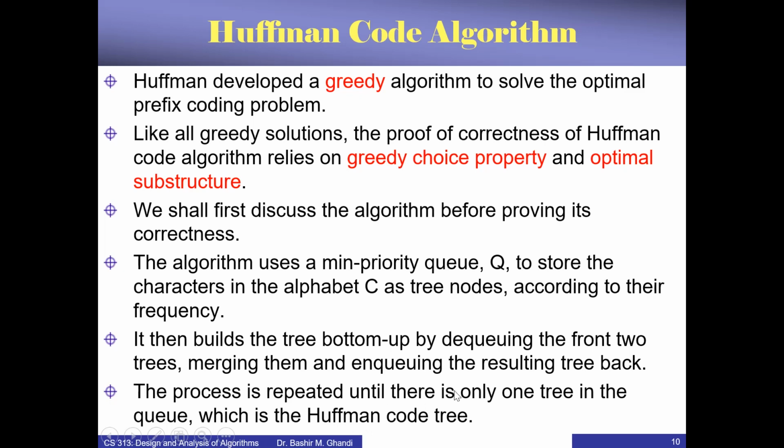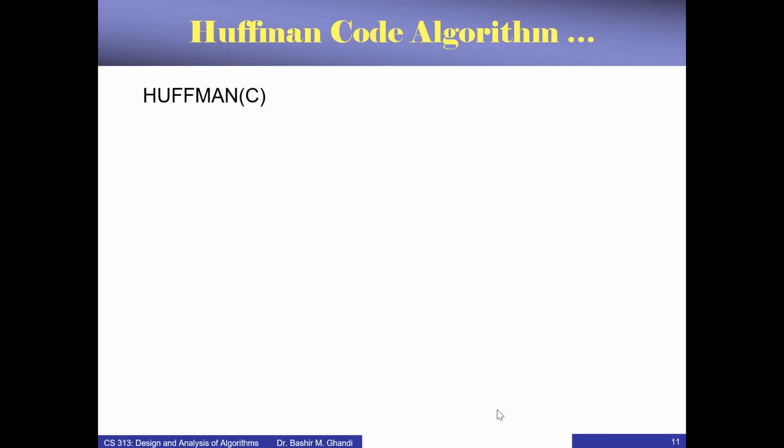The process is repeated until there is only one tree in the queue, which is the Huffman code tree. Let us see the algorithm in detail. So the algorithm receives the alphabet C along with its frequency. So each character comes along with its frequency in the alphabet. It first computes how many characters there are and saves it as n. Then it creates a queue using a min heap, using all the characters in C.